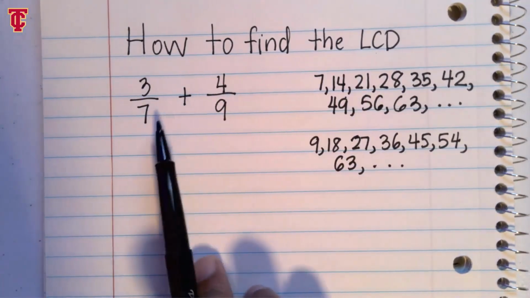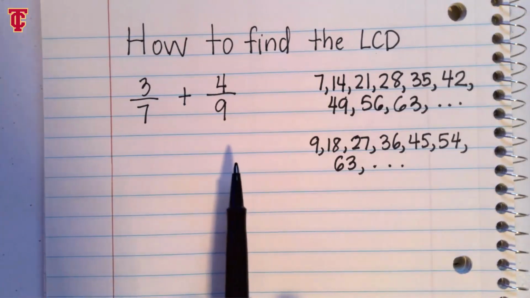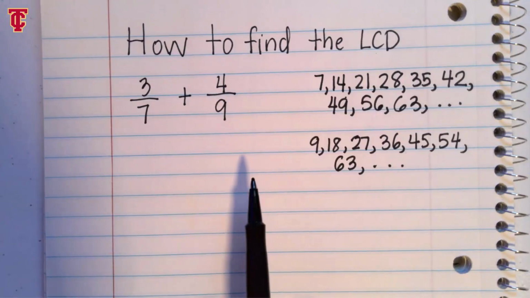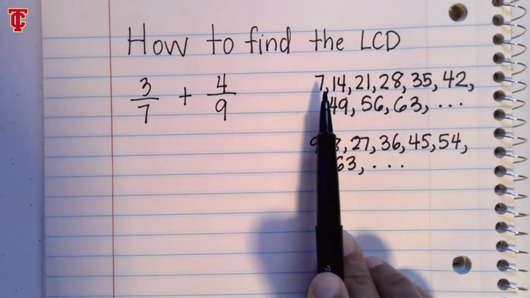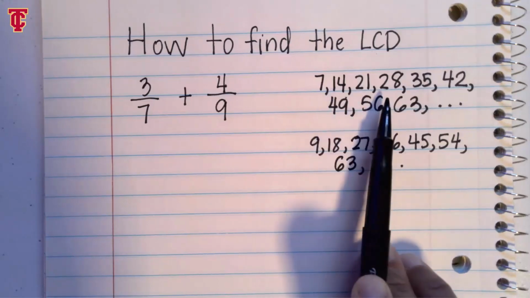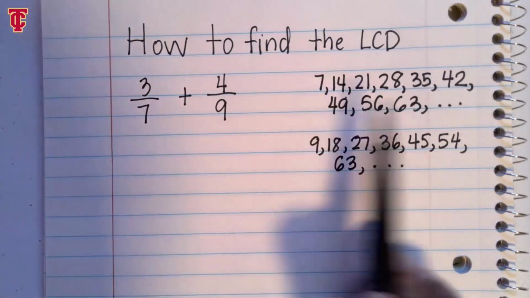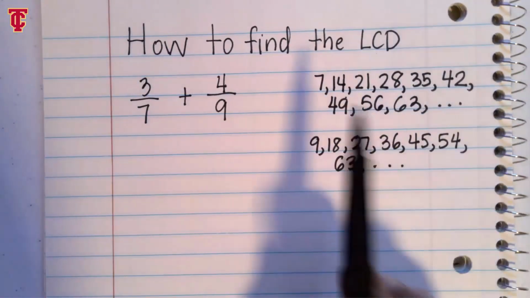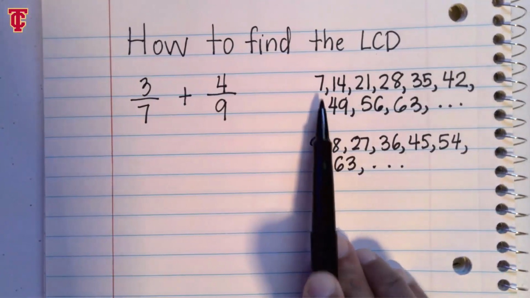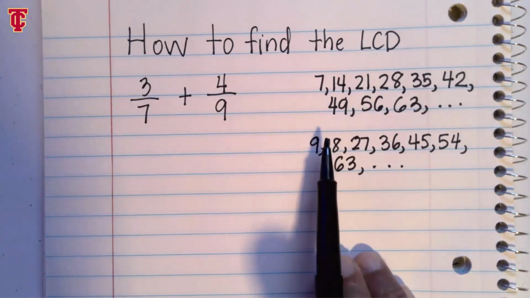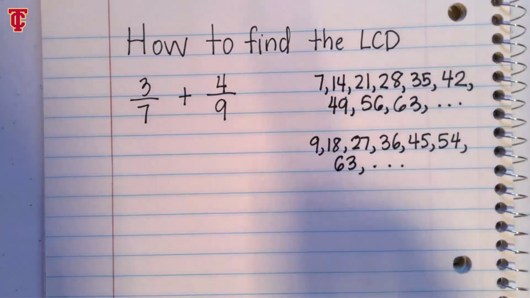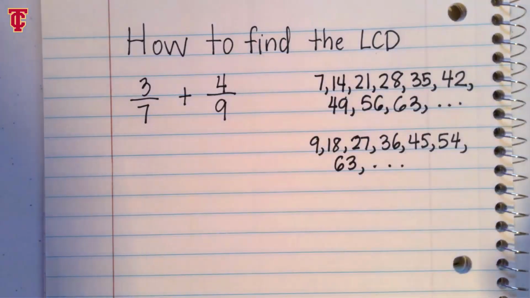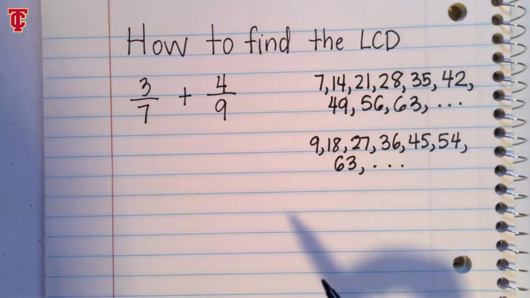So here on the upper right hand side, I take 7 and I just get multiples of it: 7, 14, 21, 28, 35, and so on. Now below that, I do the same thing with 9. I take 9 times 2, 9 times 3, 9 times 4, all the way up to whatever. This is kind of a backwards way to do it, but it's easy to remember. And like I said, there's other methods of doing this.